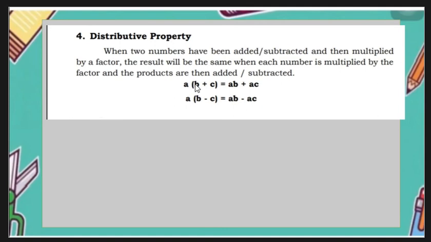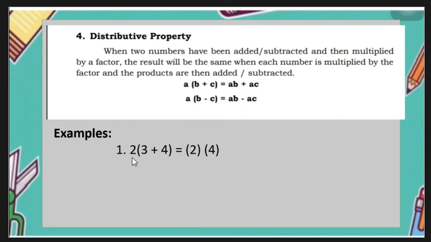So A times B, we have AB. Plus, since we have the addition sign here, A times C, we have AC. Therefore, AB plus AC. Another one in subtraction, we have A times the quantity of B minus C, therefore is equal to A times B, we have AB, minus, since subtraction is our sign, A times C is AC. Okay, is that clear? Okay, example.